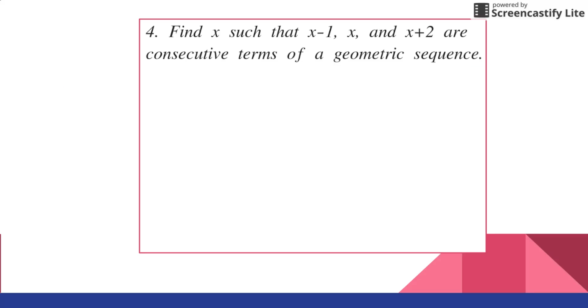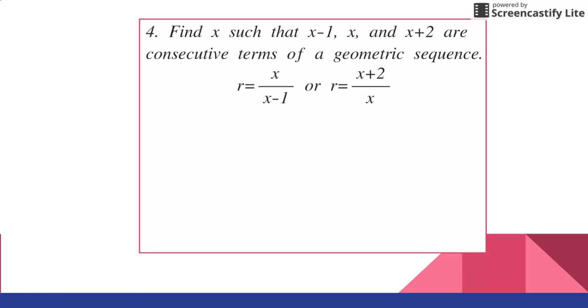This problem is a little different. We're not going to be using the geometric sequence formula, and instead we're going to be using just the common ratio formula. So we know that x minus 1 is the first term, x is the second term, and x plus 2 is the third term. And using that, we can do the second over the first. So x divided by x minus 1 is the first way to find the common ratio. And then the other way is the third divided by the second. So that's x plus 2 divided by x.